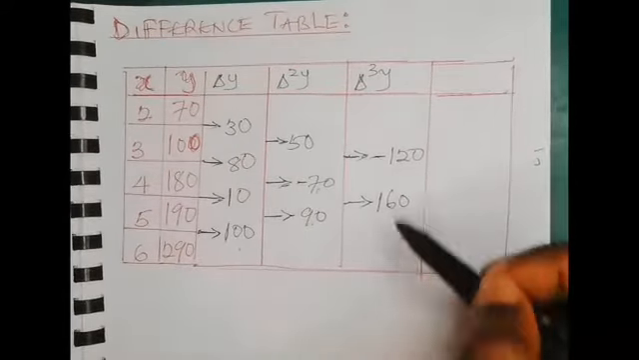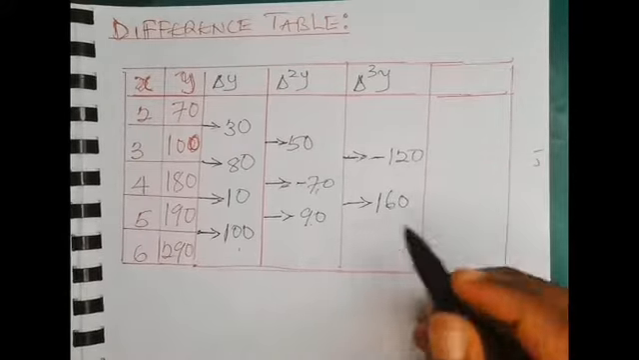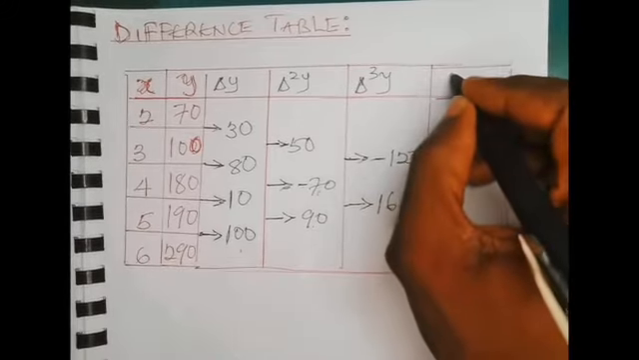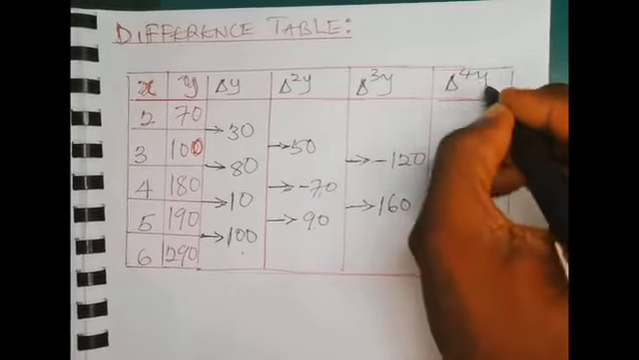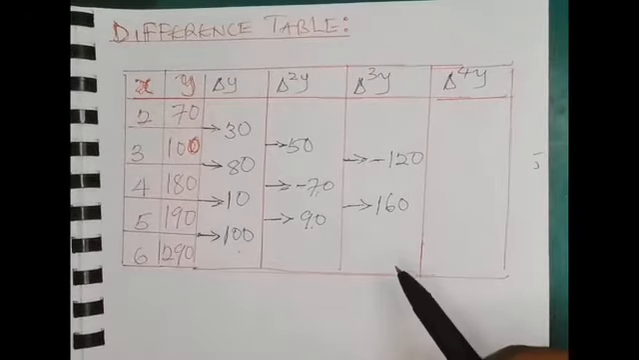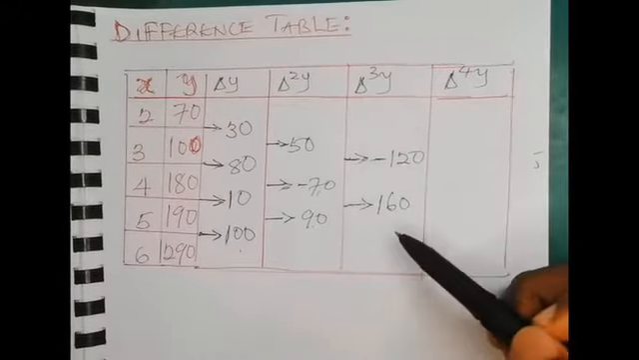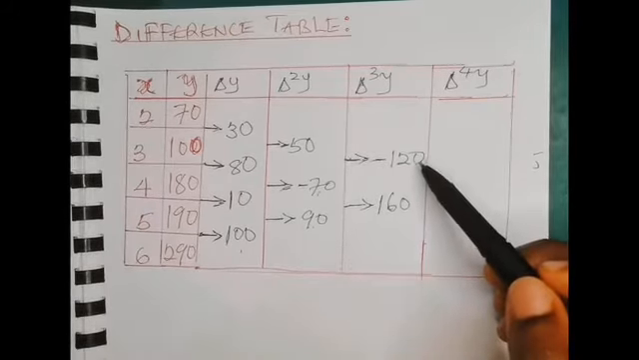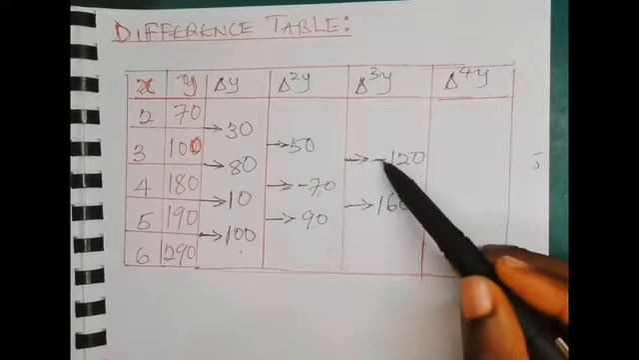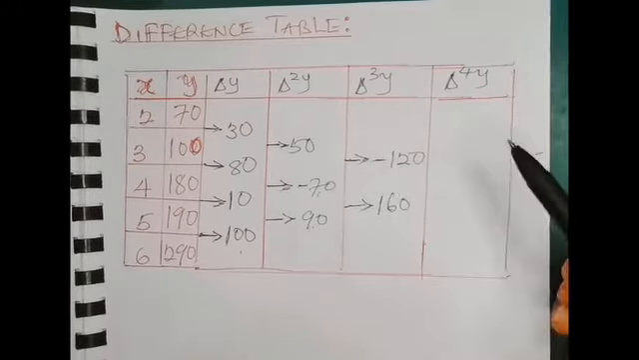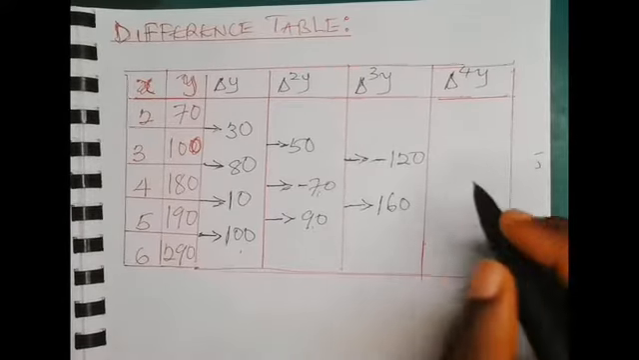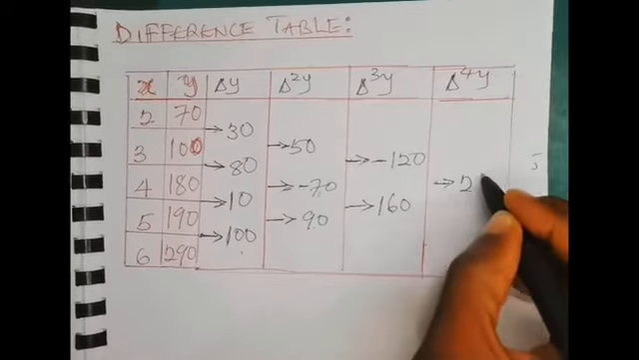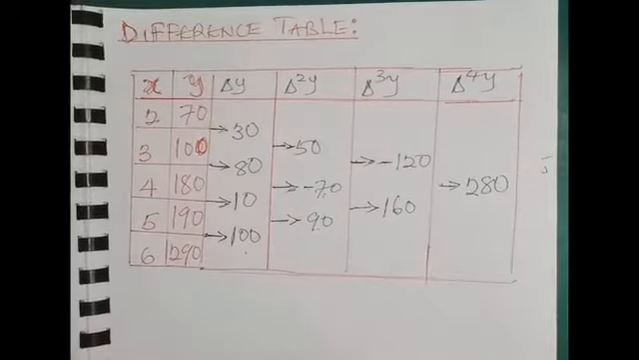Okay, so now we are left with only 2. Then we'll also find the difference. Now this will give us the fourth difference. So this is now delta 4y. The fourth difference is also the last minus the previous. So you have 160 minus negative 120. Negative becomes plus, so that simply gives us 280. So the difference is now written at the middle, which is 280. That becomes the fourth difference.